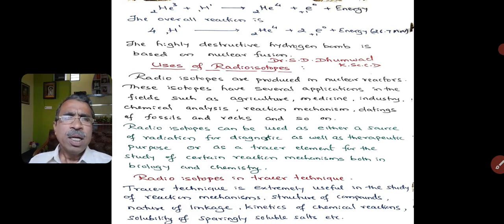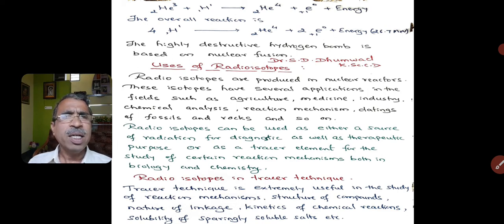Coming to the uses of radioisotopes. Radioisotopes are produced in nuclear reactors. These isotopes have several applications in fields such as agriculture, medicine, industry, chemical analysis, reaction mechanism, dating of fossils and rocks, and so on.